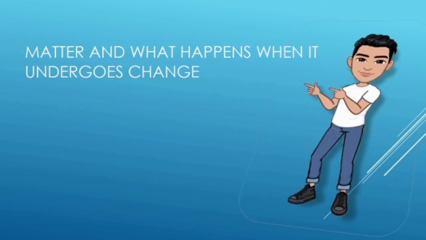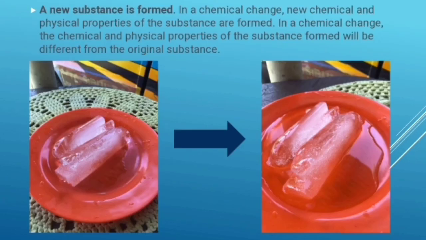And now let's move to my next topic. It's all about matter and what happens when it undergoes change. In a chemical change, a new substance is formed. The chemical and physical properties of the substance formed will be different from the original substance, just like what the pictures showed below. So the first picture is not melted yet, and then in the second picture it is melted. So that's what we call chemical change, or a new substance is formed.